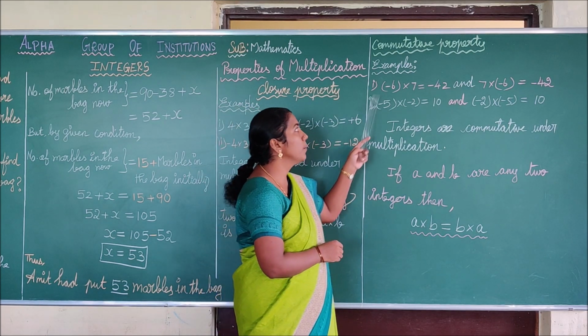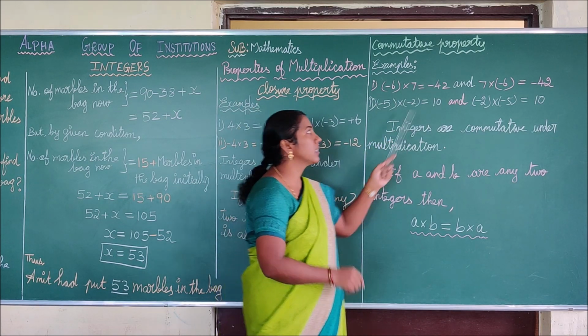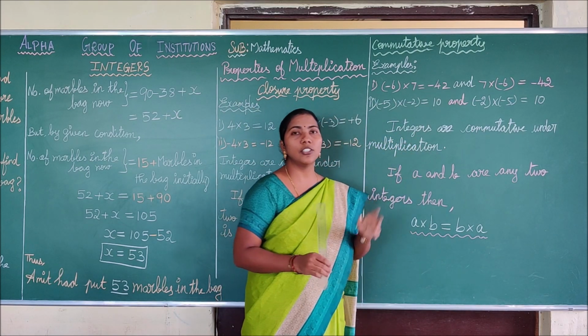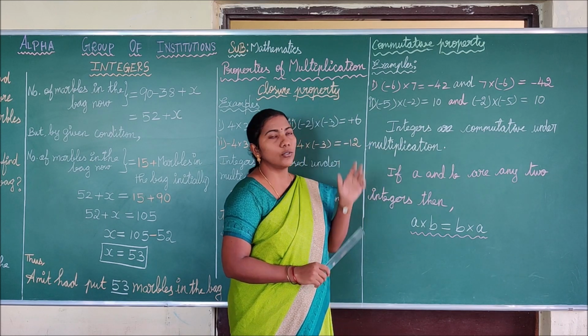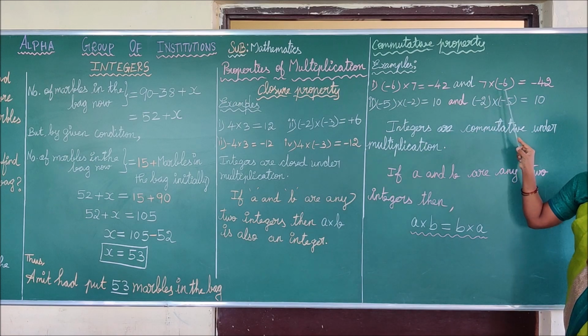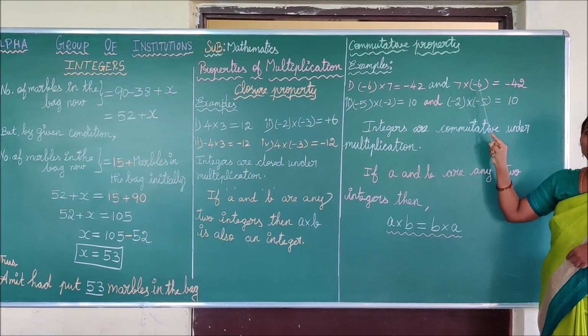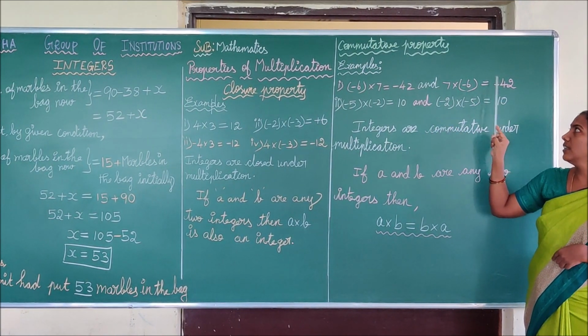See the example. Minus 6 into 7. What is your answer? Yes, minus 42. Next we are changing the order of the integers. First we are writing 7, that is 7 into minus 6. What is your answer? Minus 42. Though we change the order of multiplication, the result does not change.